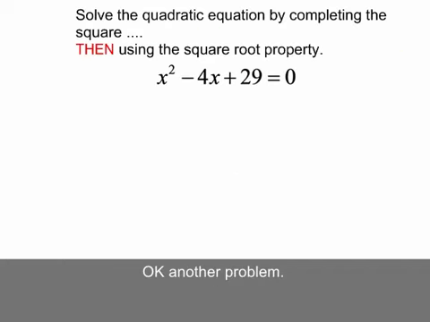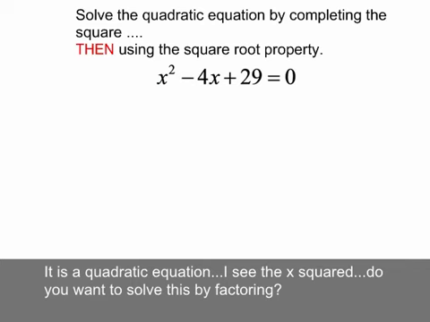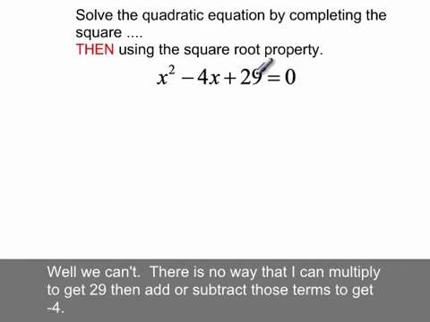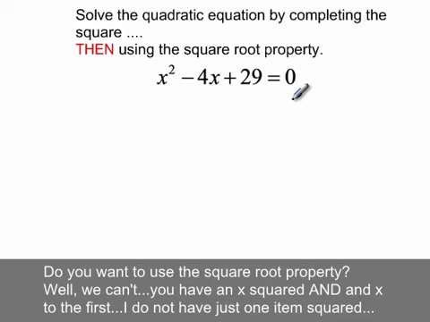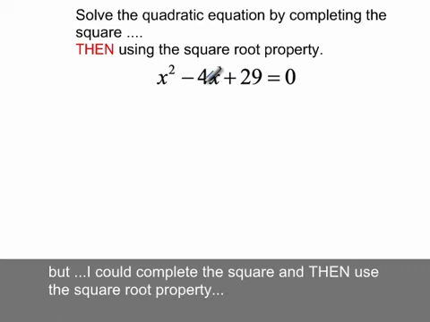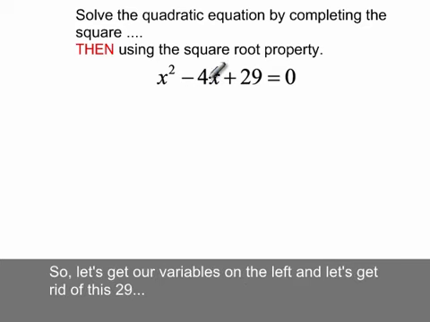Okay, another problem. It's a quadratic equation. I see the x squared. I know it's quadratic. Do you want to solve this by factoring? Well, we can't. There's no way I can multiply to get 29 and add or subtract those things to get to 4. Do you want to use the square root property? Well, you can't. You have an x squared and an x. I don't have just one item squared. But I could complete the square and then use the square root property. So let's get our variables on the left and let's get rid of this 29.